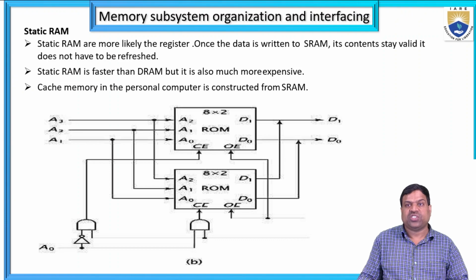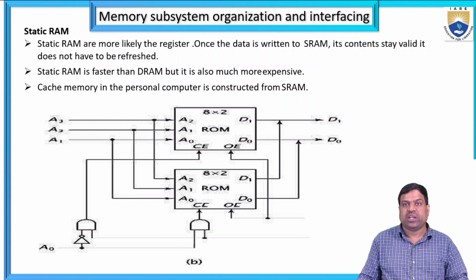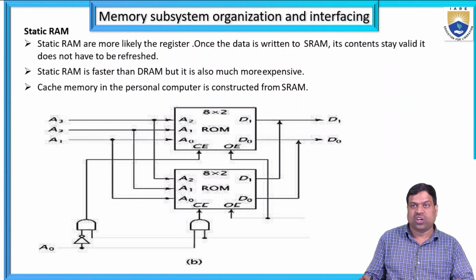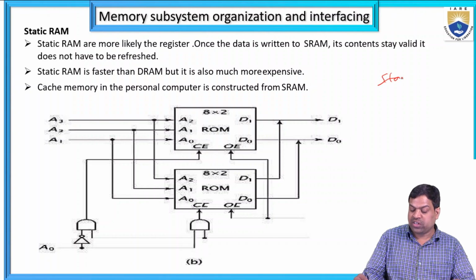Another one is static RAM. Static RAMs are more like registers: once the data is written to SRAM, its content stays valid. It does not have to be refreshed. Static RAM is faster than DRAM, but it is also much more expensive. Cache memory in the personal computer is constructed from SRAM.